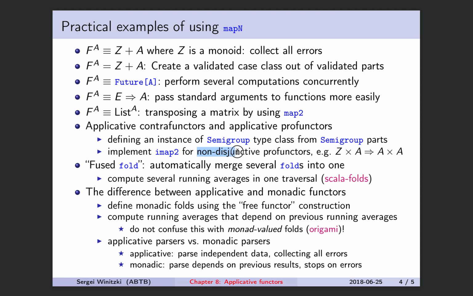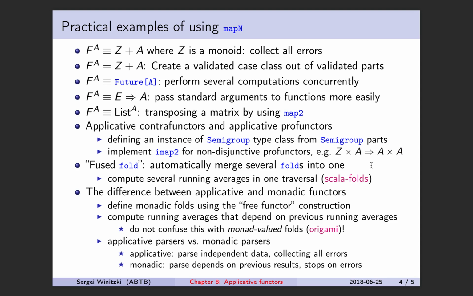Now, I call them non-disjunctive, and the reason is these type expressions do not contain any disjunctions. And actually, if they do contain disjunctions, then it's not always possible to define zip. So I call them zippable. Not all of them are zippable. A lot of them are, but not all. But when they do not contain any disjunctions, then they're always zippable.